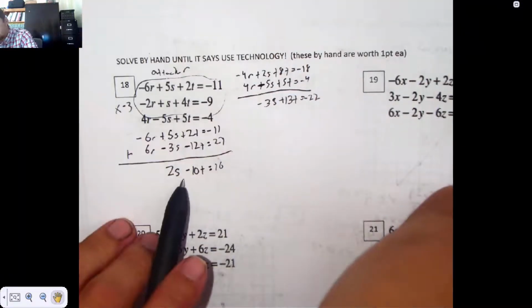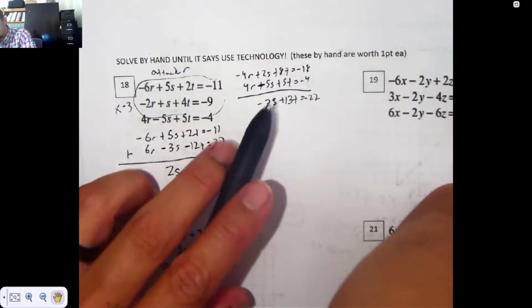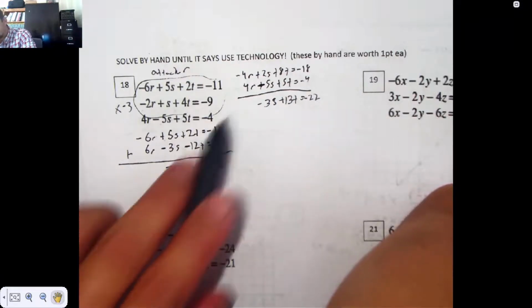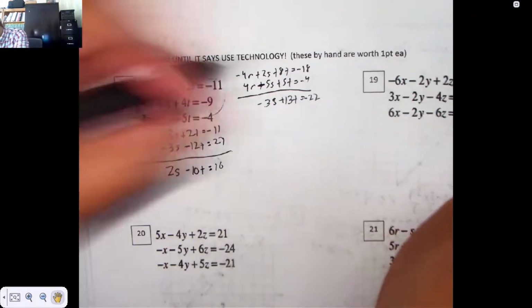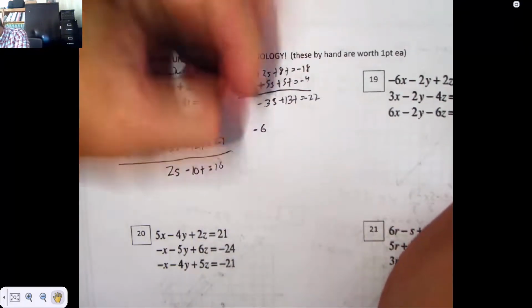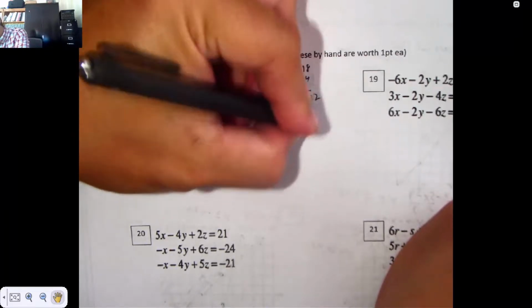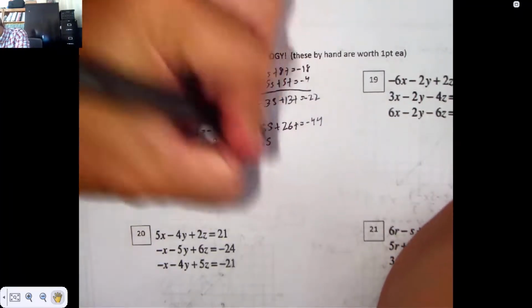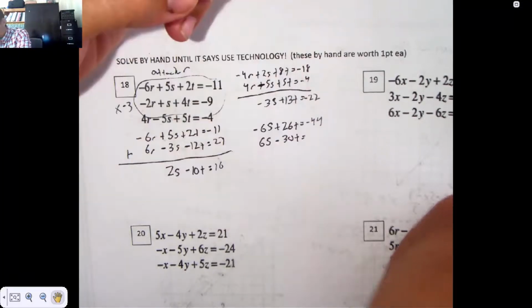So I have 2S minus 10T and 3S plus 13T. I am going to double this dude and triple this dude. All right? Double it to make that 6. Triple it to make that 6. So if I double this equation, -6S plus 26T is now equal to -44. And if I triple this one, 6S minus 30T is what, 48? Seems right.